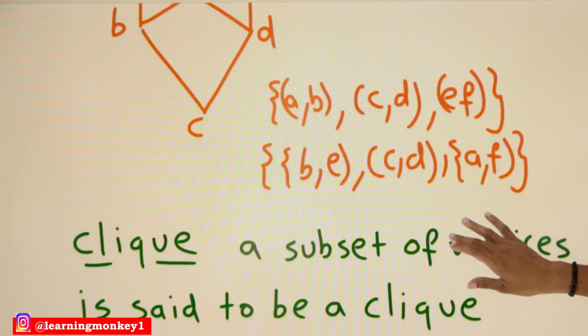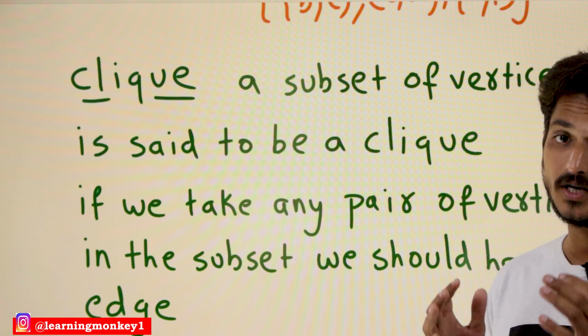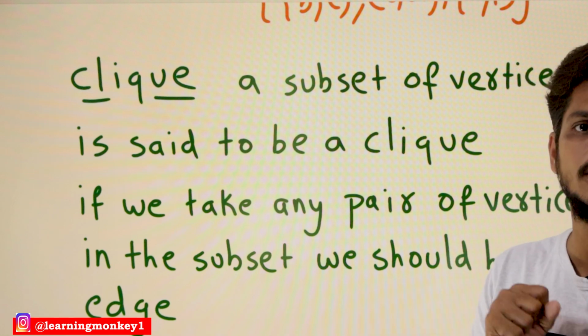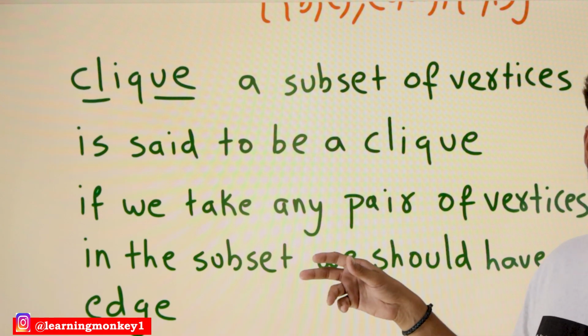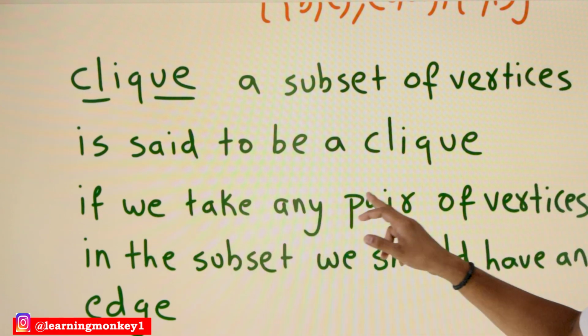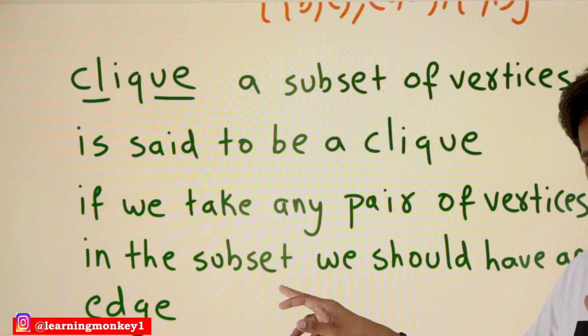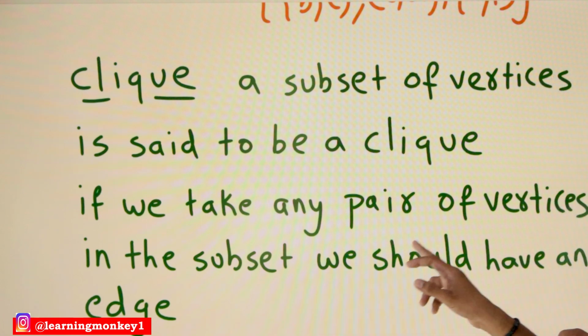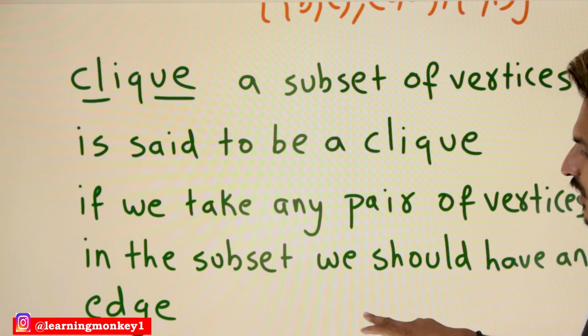Now coming to the next definition, clique. You take a graph. From that graph, you pick some subset of vertices. It is said to be a clique when, if we take any pair of vertices in the selected subset, we should have an edge between those two vertices. Then we say it is a clique. With an example, you are going to understand it better.